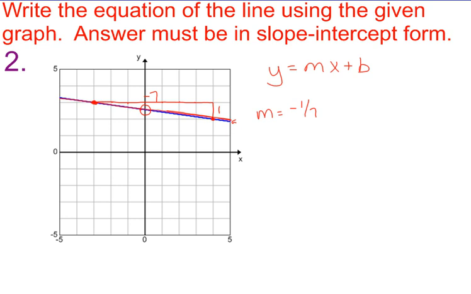Here's where knowing point slope form comes in handy. I know some points on this line. I know this one right here, I could call that (-3, 3). And I also know this point right here, I can call that point (4, 2).